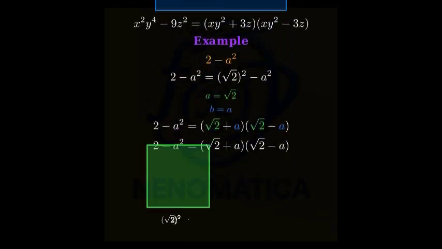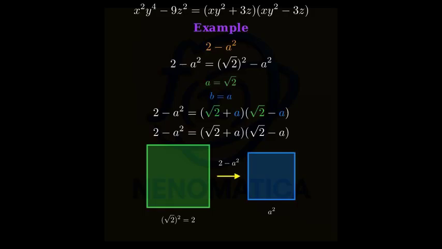We can visualize this geometrically. Imagine a square with side length square root of 2 and another square with side length a. The difference of their areas represents our original expression.